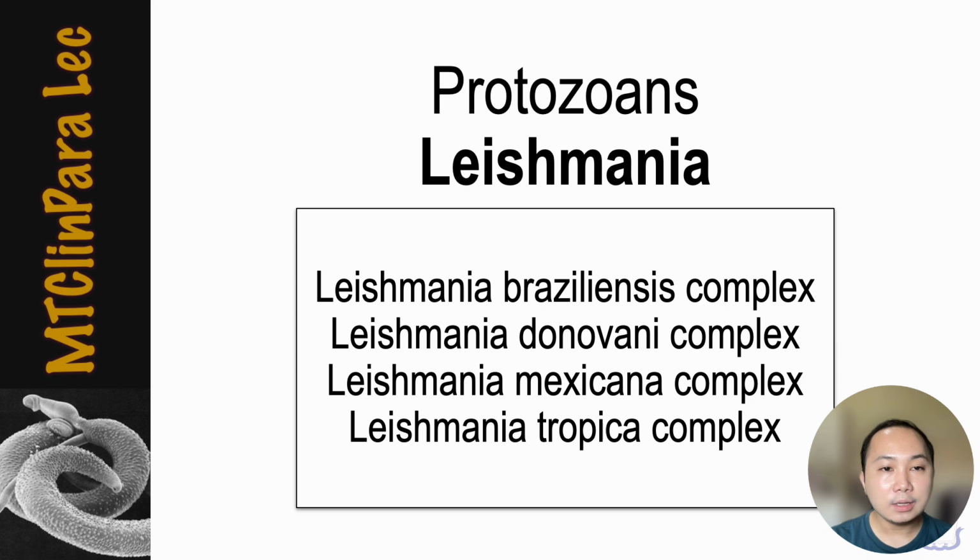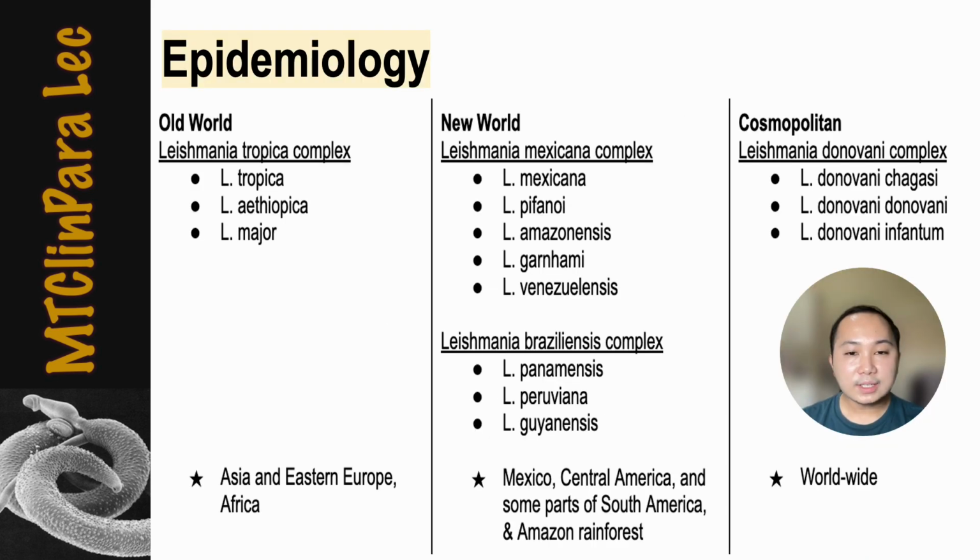Let's move on. For easy understanding of the lesson, I have divided our Leishmania species based on their geographical distribution. In the first column, we are talking about the Old World species, and the only complex associated with them, distributed in Asia, Eastern Europe, and Africa, is what we call the Leishmania tropica complex.